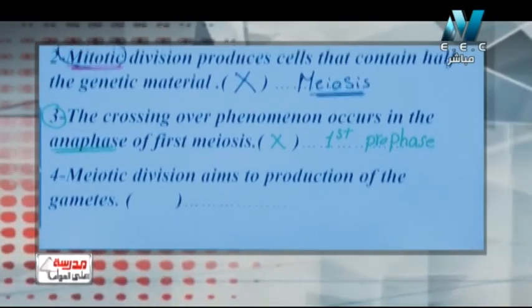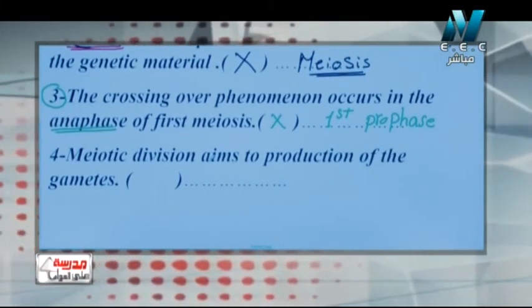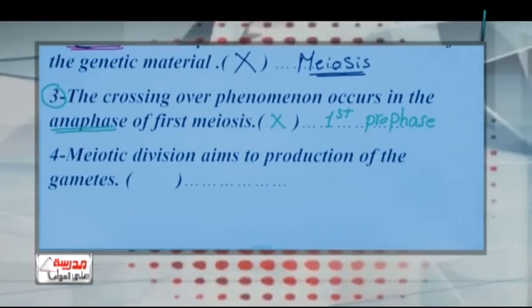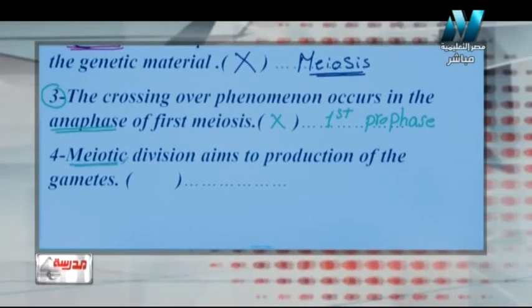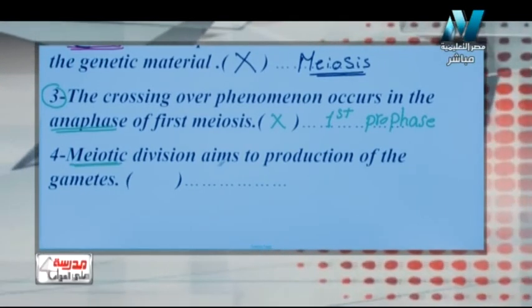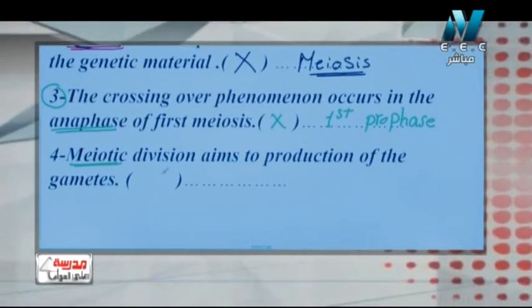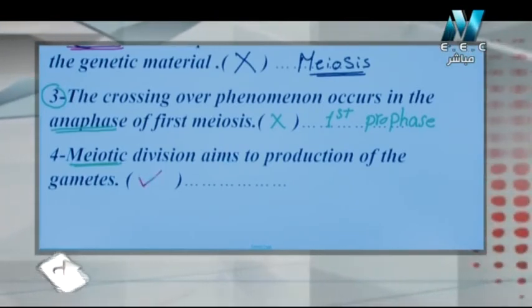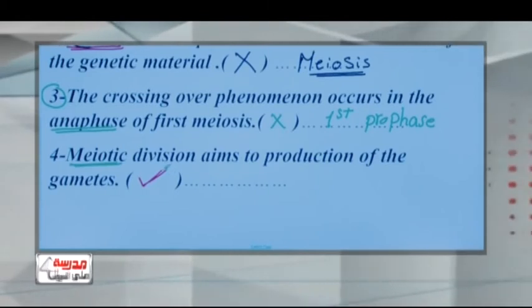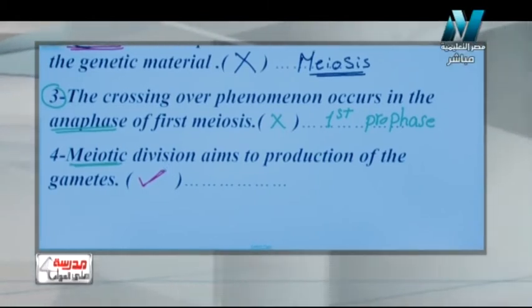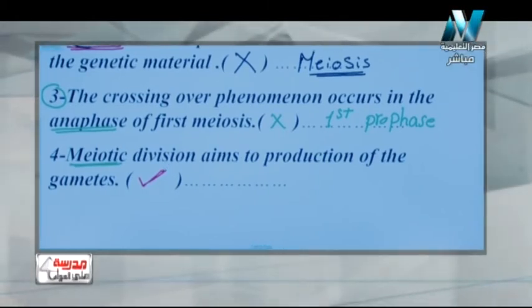Number four, meiotic division aims to production of the gametes. It says meiotic as meiosis division aims to production of the gametes. Of course here it will be right, because meiosis or meiotic takes place in the reproductive organs to produce gametes as a sperm or ovum.